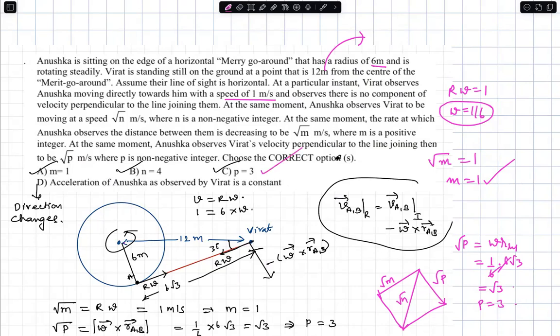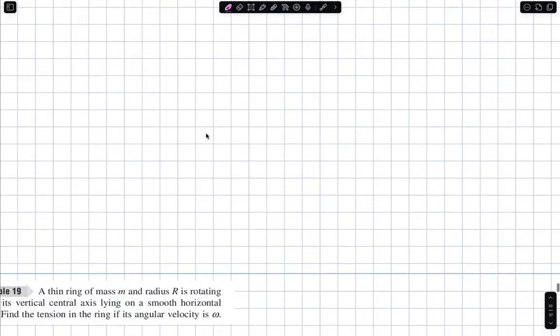P is 3, correct. M is 1, correct. Here, what is happening? N is equal to M plus P. 3 plus 1, 4, correct. Done. You are going to face this question sometime either this week or in the coming weeks in the cumulative.